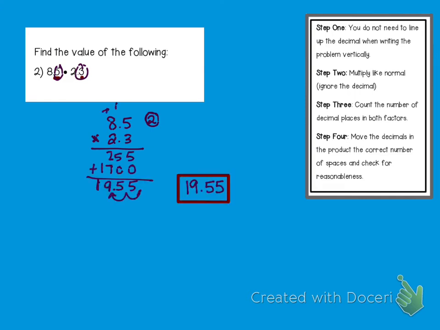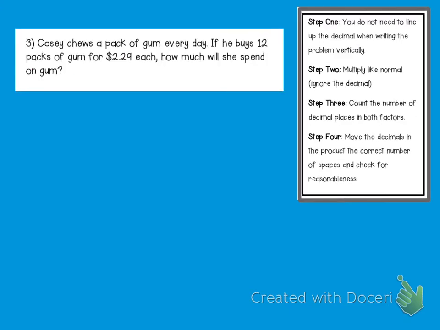Okay, you should have gotten 19.55. Check if you didn't, check your rows right here and see if yours match up to mine so that you can find your mistake. Number 3. Casey chews a pack of gum every day. If he buys 12 packs of gum for $2.29 each, how much will she spend on gum? So each pack costs $2.29 and she bought 12 of them, right?